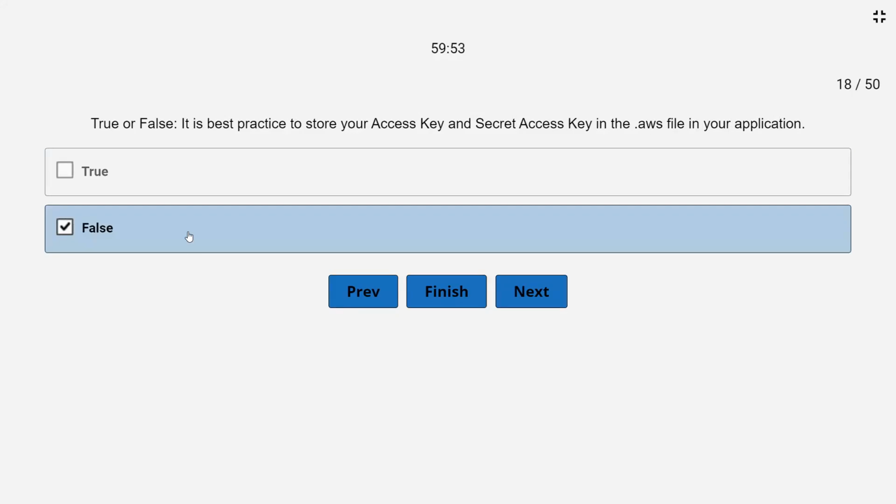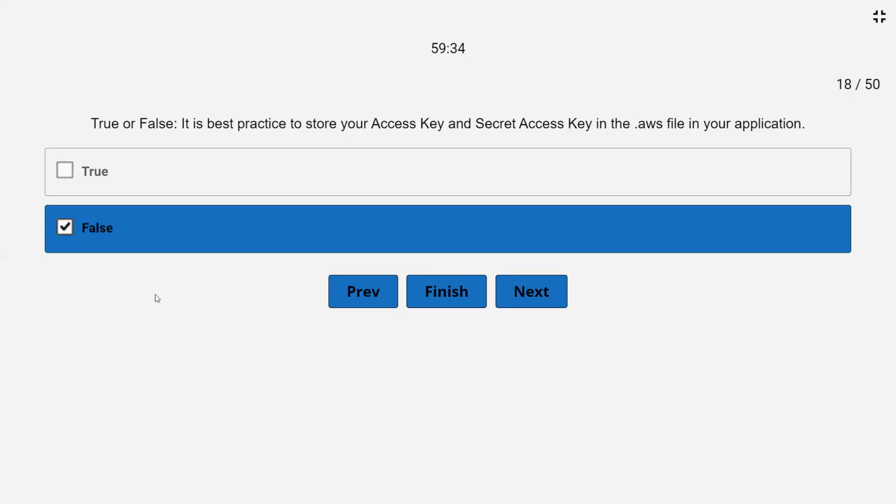So you see, the trick here is that with the .aws file, if you don't have any idea, immediately you see the extension, you might think that it's true. But there's nothing like storing your access key anywhere.